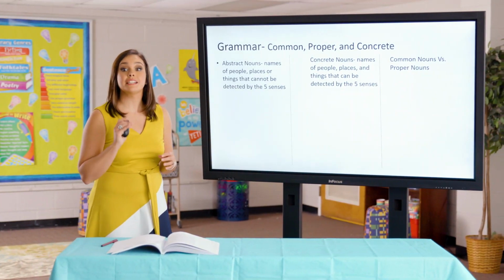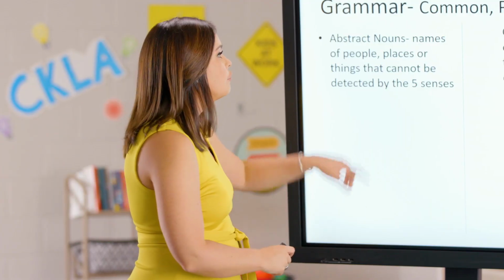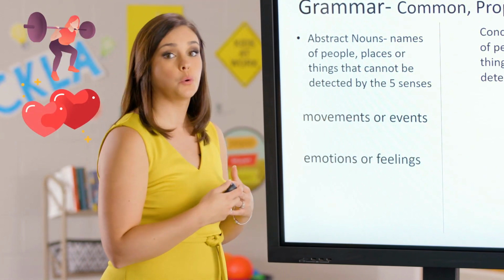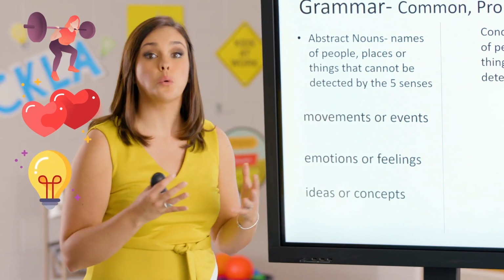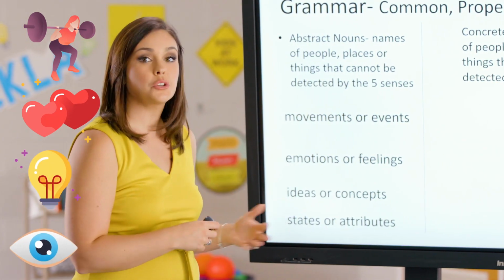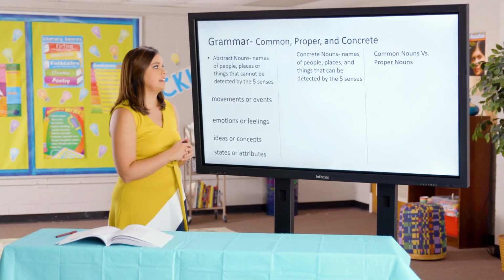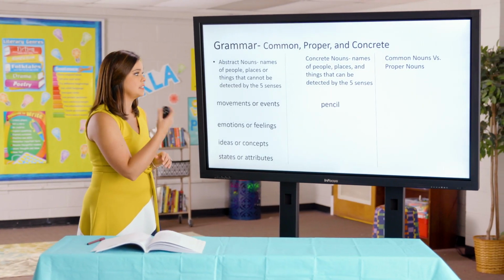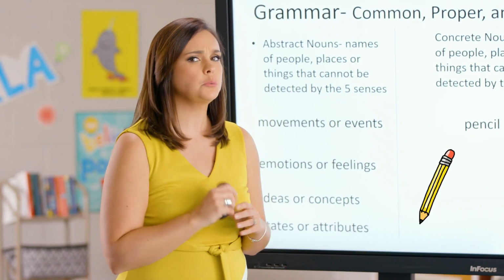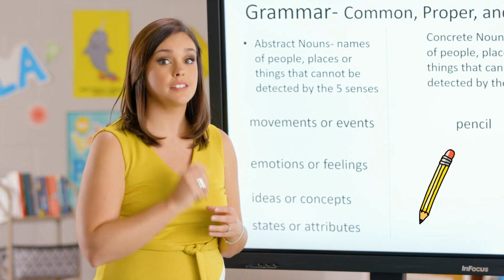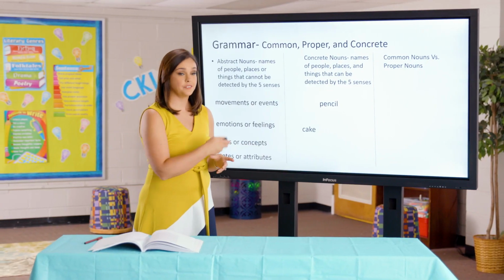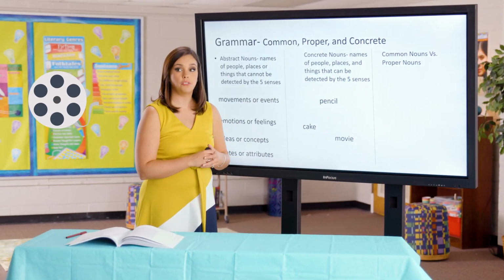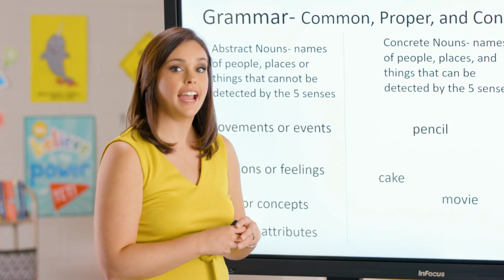Now let's take a look at some examples of the different types of nouns. For abstract nouns, they are movements or events, emotions or feelings, ideas or concepts, and states or attributes. Concrete nouns that name people, places, and things can be detected by the five senses, like a pencil. What sense would you use to detect a pencil? Right, touch. Cake and movie. What senses would you use to detect cake and movie? Right, we have taste and sight.